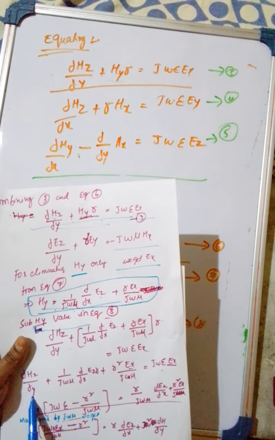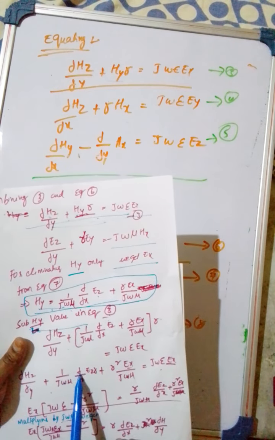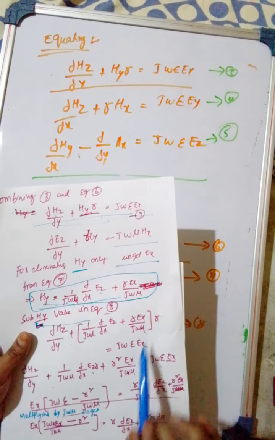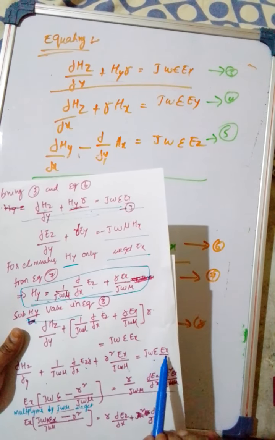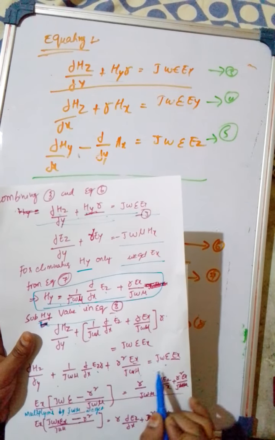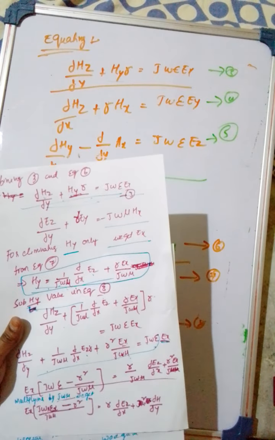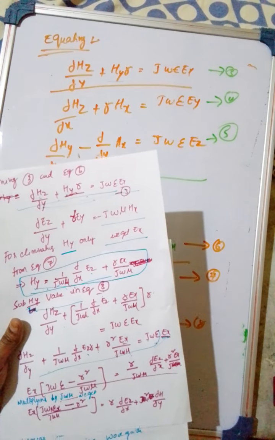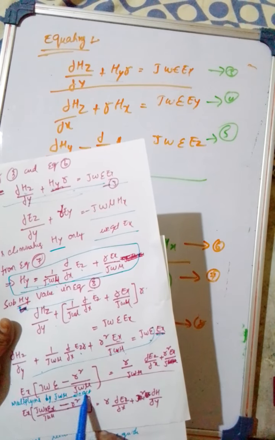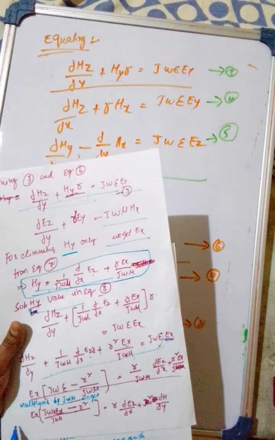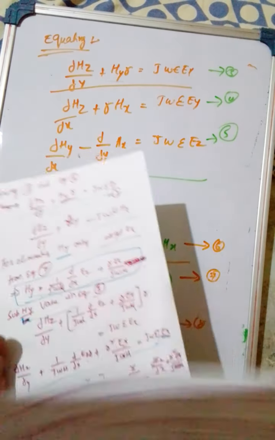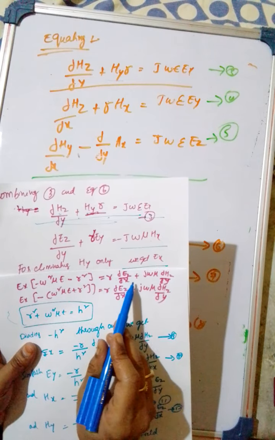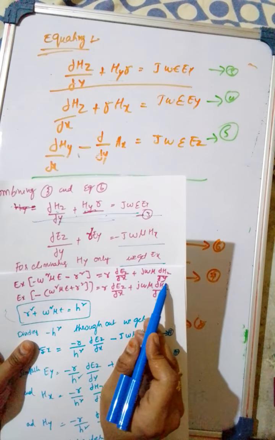Then dou Hz by dou y plus 1 by j omega mu dou by dou x of Ez into r plus r square Ex by j omega mu is equal to j omega epsilon Ex. Now for getting Ex, I am sending all those terms here. By multiplying this equation by j omega mu, the j omega mu in the denominator gets cancelled, and the remaining terms we will get. Ex of minus omega square mu epsilon minus r square is equal to r dou by dou x of Ez plus j omega mu dou Hz by dou y.